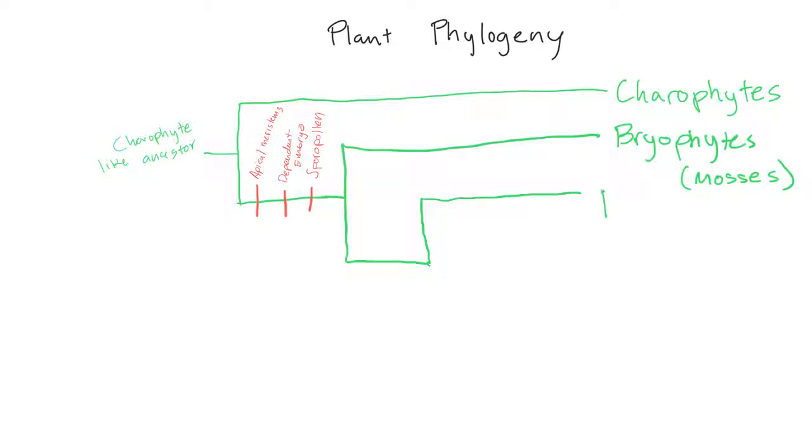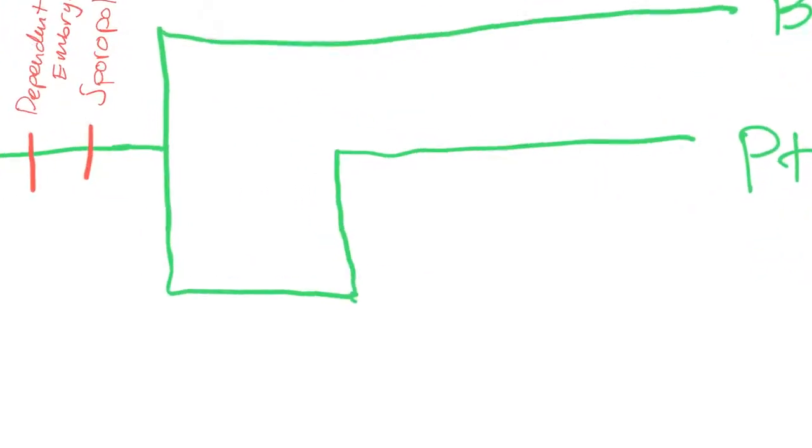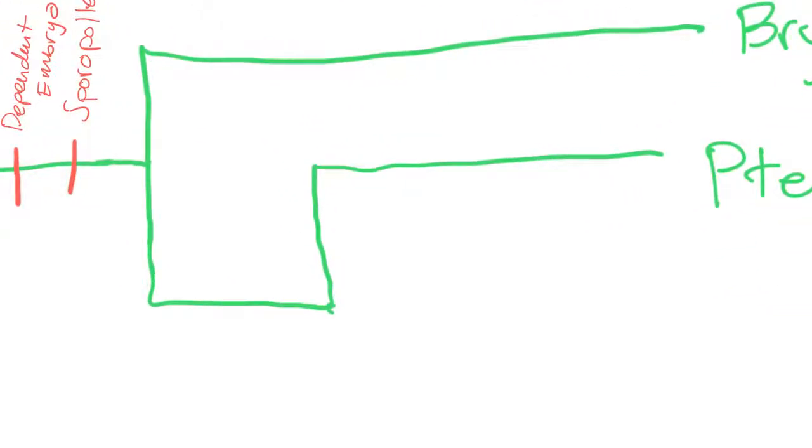All right, our next group are our pterophytes, okay, also known as ferns, okay? All right, ferns have a few more characters than bryophytes, including, what are some of the characteristics pterophytes have? Can you help me out here?